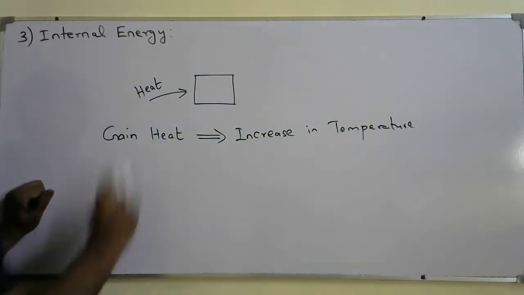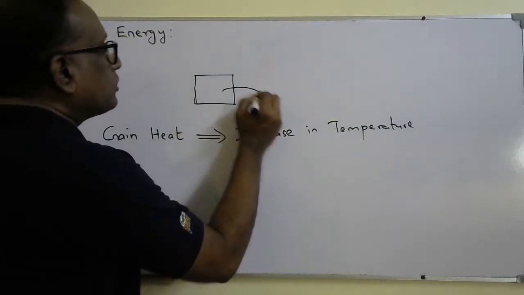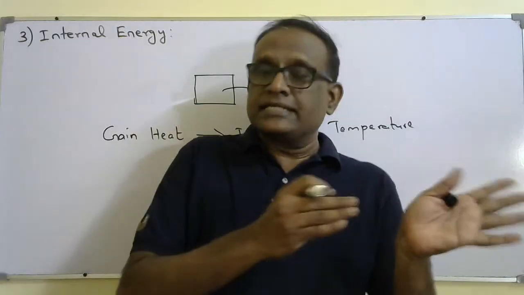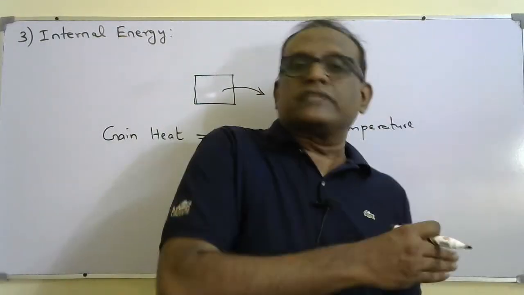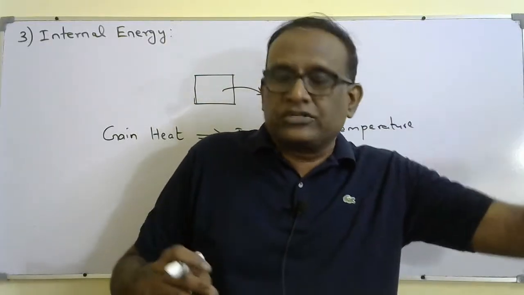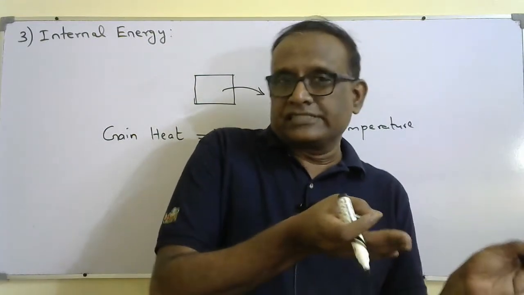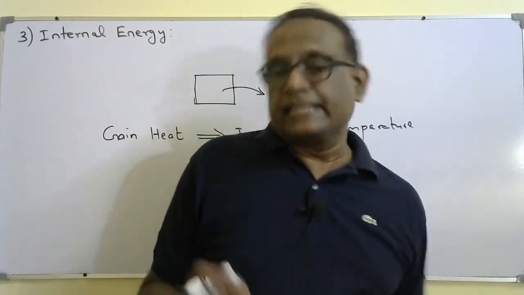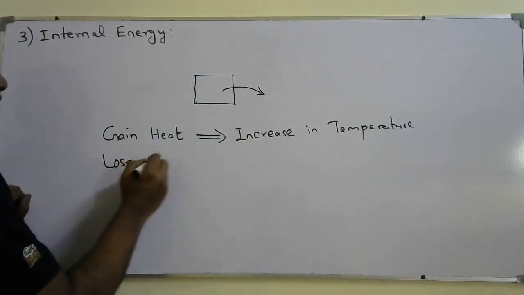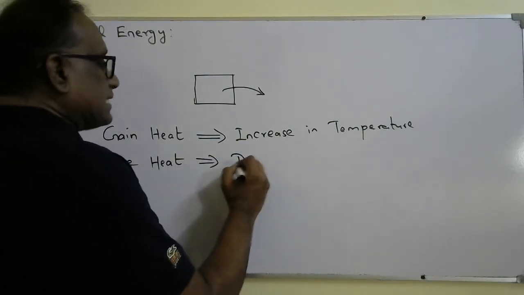In the same way, heat can flow out of a substance. How can we make heat flow out of the substance? If you keep that substance in an open environment, it will lose heat to the surroundings. Or if you keep the substance in a freezer or a refrigerator, it will lose its heat. Whenever it loses heat, what will happen? Decrease in temperature.